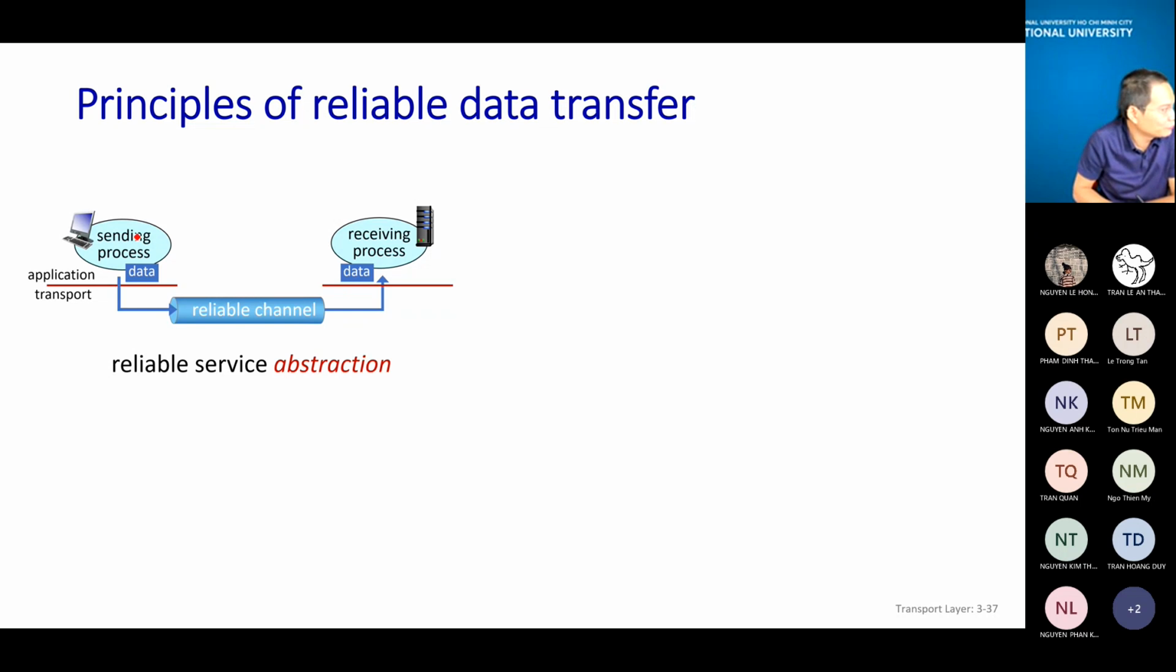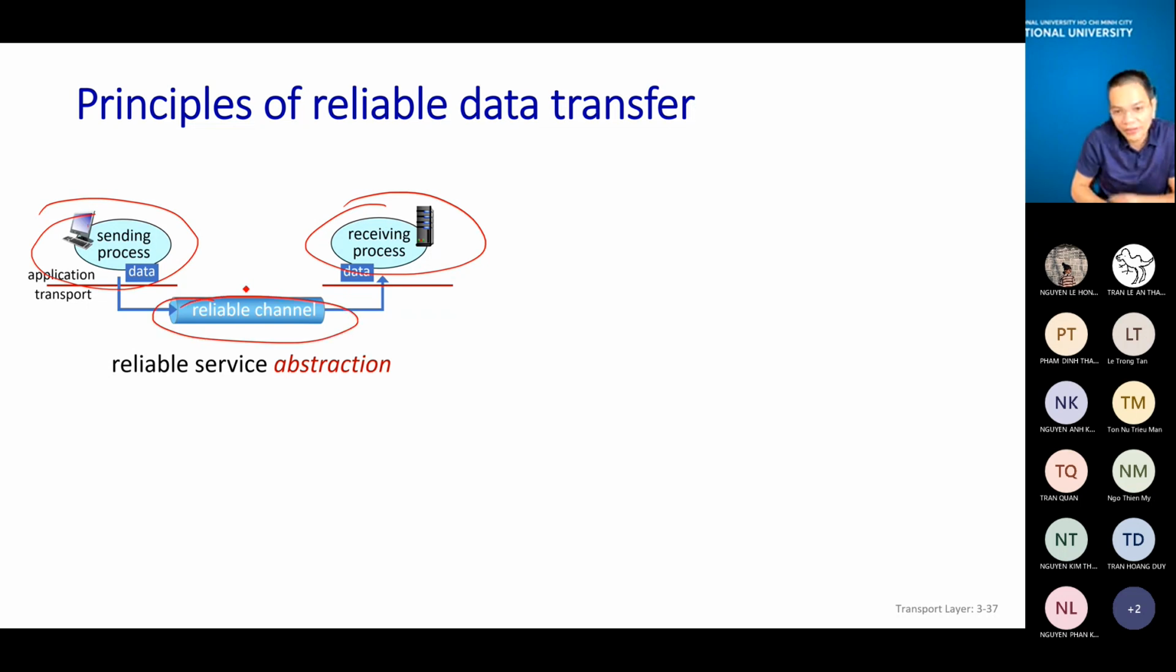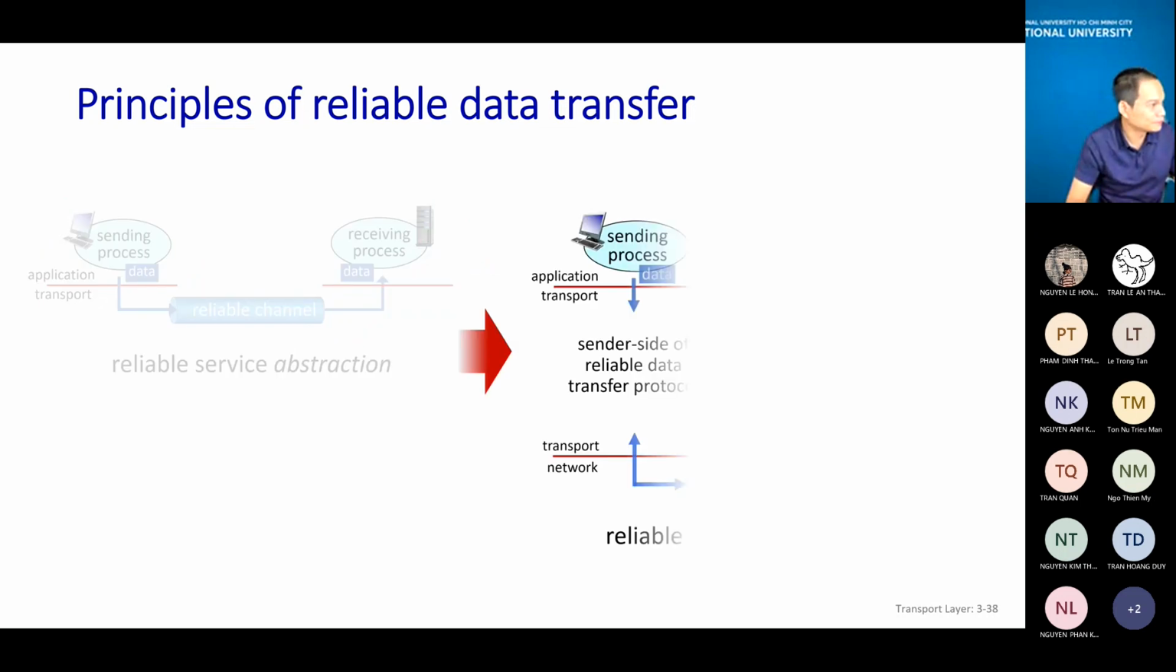If we have a sender here and a receiver here, and we have a reliable channel, then nothing needs to be discussed. Everything will be normal because the reliable channel already provides it for us, so we don't need to do anything. That's it, very simple.